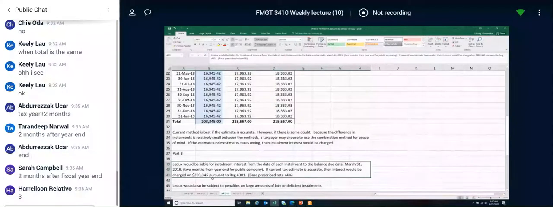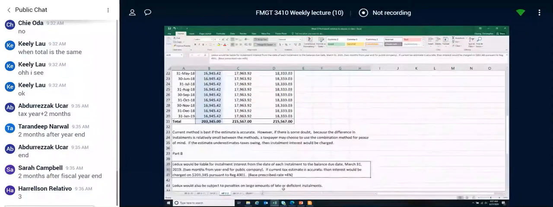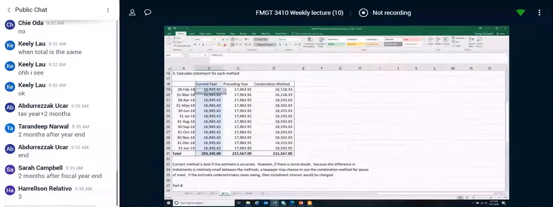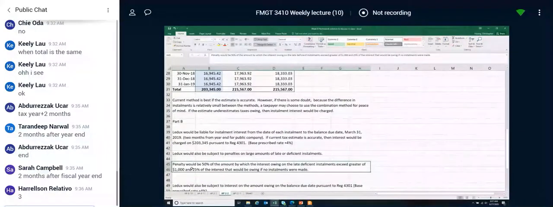But you have to remember, interest would be liable from the date of each installment up to March 31st. So there's going to be an individual calculation done for each installment payment that was missed. Also, there would be penalties, and it would be 50% of the amount by which the interest owing on the late or deficient installments exceeds the greater of $1,000 and 25% of the interest that would be owing if no installments were made.